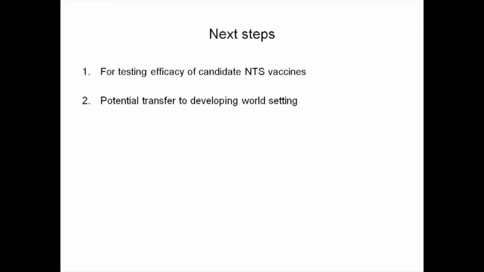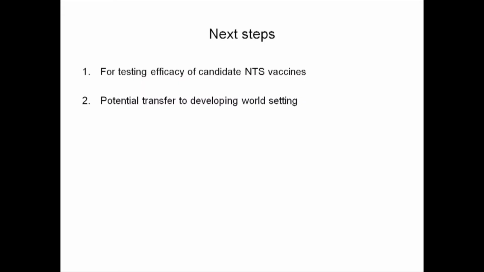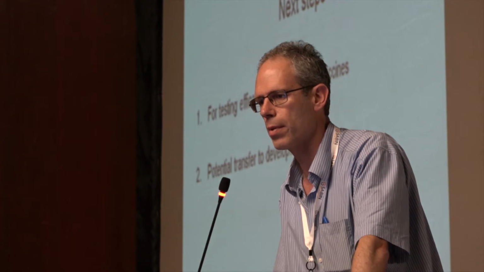Well, obviously, having established a model, we'd love to be able to use that to look at efficacy of candidate NTS vaccines. And then finally, just one thing that's becoming more topical at the moment, and that's come into the recently announced Wellcome Trust strategy on human infection models, is potentially transferring the model to a developing world setting, potentially to Kenya, potentially to Malawi, to then see what would actually happen in individuals in the endemic context as well. And obviously safety being a very important issue to establish first of all.